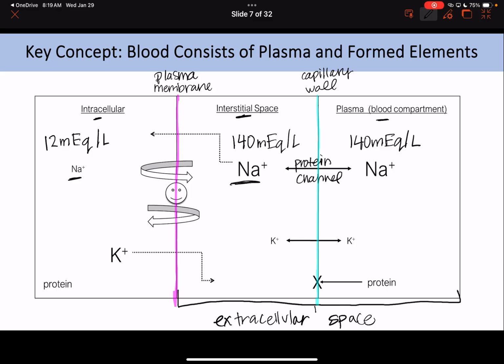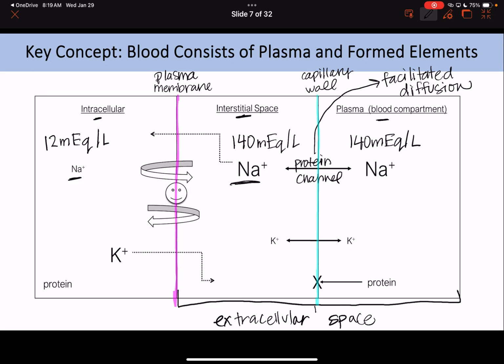Does anybody remember the type of transport that allows us to reach an equilibrium, but we have to use a protein channel to do it? Not active. What is it? Facilitated diffusion. So with facilitated diffusion, we go from areas of high concentration to areas of low concentration to reach an equilibrium. But when we do it, we need a protein to make that happen. What is it called when we don't need a protein at all? Simple diffusion. Yeah.